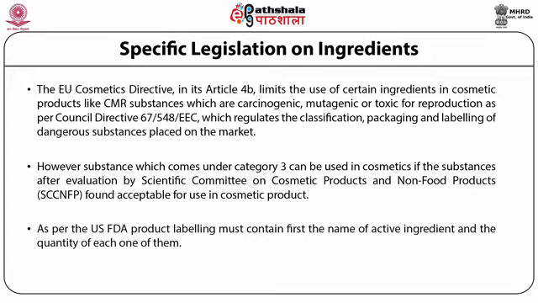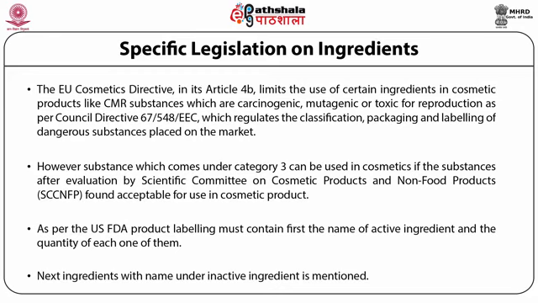As per the US FDA, product labeling must contain first the name of the active ingredient and the quantity of each one of them. Next, the ingredients are mentioned by name under inactive ingredients. Certain restricted substances in cosmetic products by FDA include chloroform, cattle material, chlorofluorocarbon propellants, vinyl chloride, etc. And some ingredients have been regarded as unsafe by the Code of Federal Regulations, better known as CFR, to be used in cosmetic products and are mentioned in the table given.